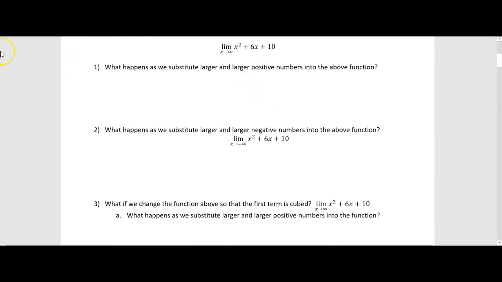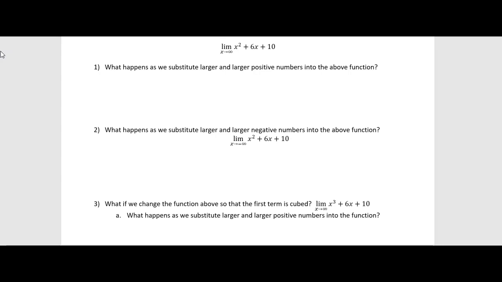So we have a limit expression. It says find the limit as x approaches infinity of the polynomial x squared plus 6x plus 10. So basically this is asking us what happens as we substitute larger and larger positive numbers, or larger and larger x values or inputs, into the above function. That's going to tell us what the limit as x approaches infinity is, because we can't just try direct substitution here, right? We can't substitute an infinity into a function. Infinity is not a number, so we're not going to get a specific output if we attempt to do that.